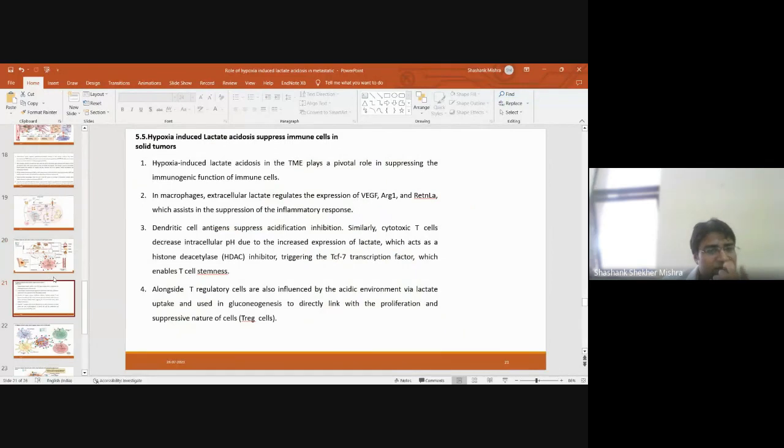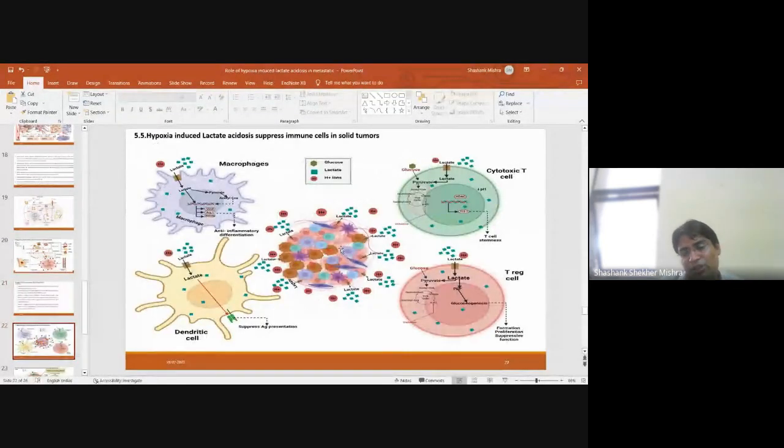Apart from invasiveness and metastasis, lactate also has a role in the suppression of immunity. It has been reported by various studies that lactate acidosis in the tumor microenvironment suppresses macrophages, dendritic cells, T regulatory cells, and cytotoxic T cells. Because immune cells have the function to identify and kill the cancerous cells. But it has been observed that in the tumor microenvironment, which is rich in lactate, all types of immune cells fail to execute their action.